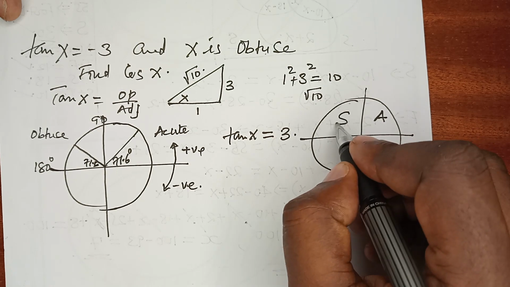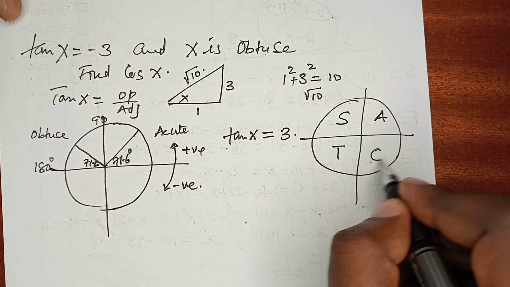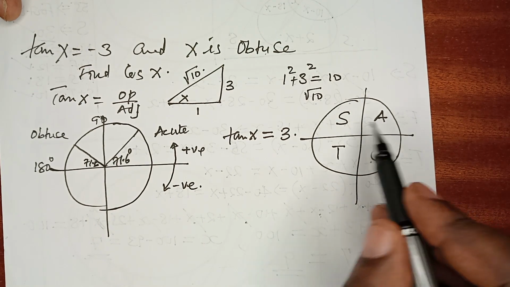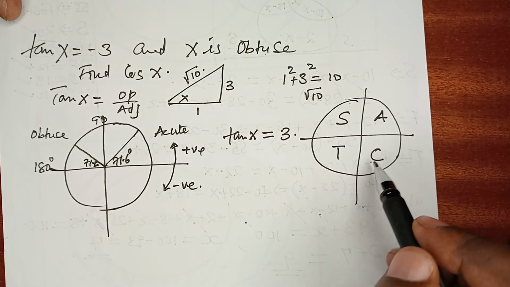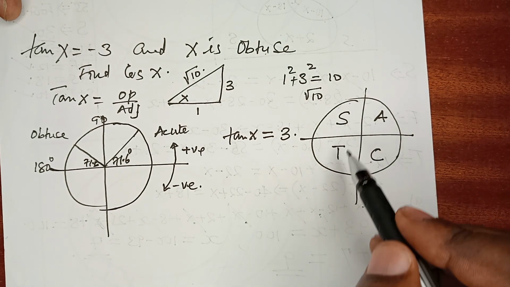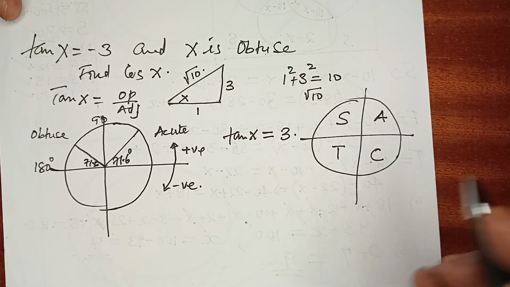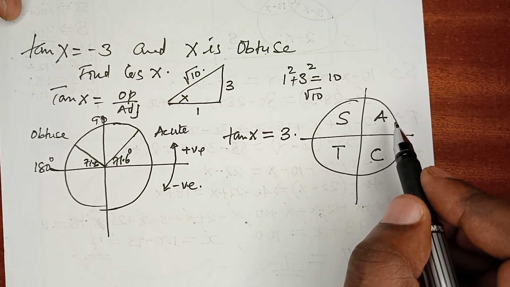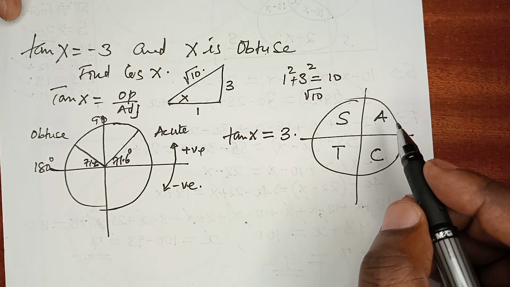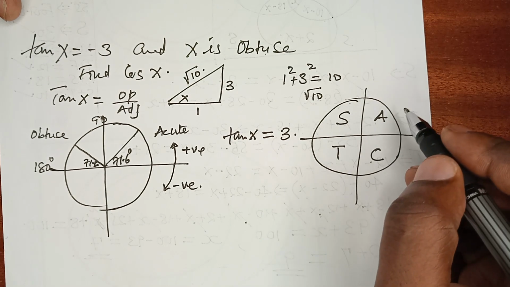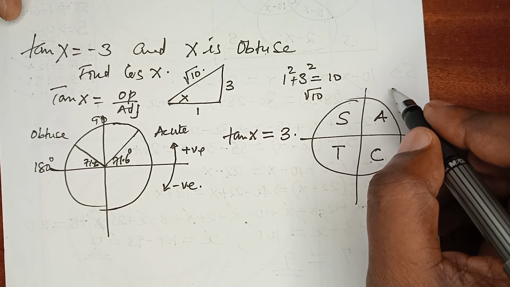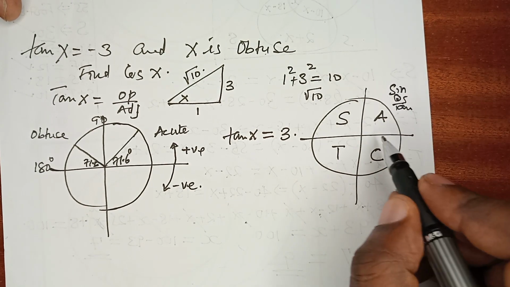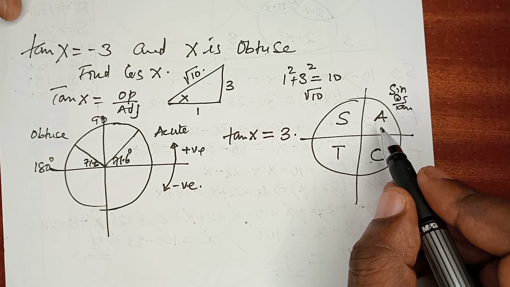ASTC. What does this mean? I usually say all science teachers complain, or CAST, or add sugar to coffee, depending on what you like. But A means that all trigonometric ratios in the first quadrant are positive. All trigonometric ratios. And what are they? The sine, the cosine, and the tangent, they are all positive in the first quadrant.